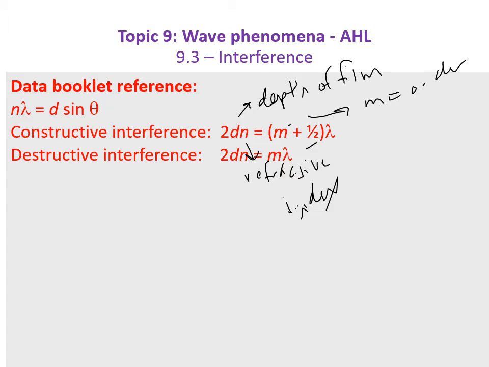And then destructive interference, because of the nature of phase changes, is 2dn equals m, a whole integer multiple this time, of the wavelength lambda.